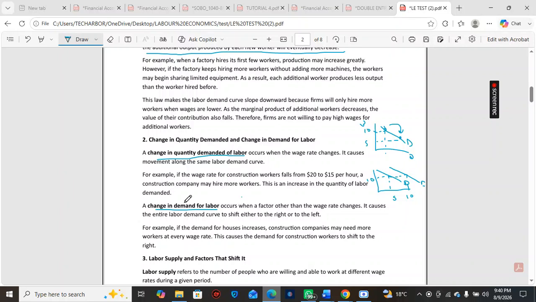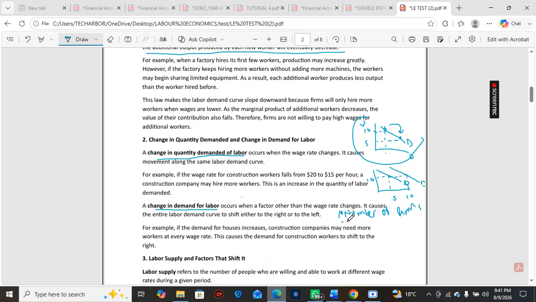Okay. So change in labor demand, shift. Change in quantity demanded of labor, movement along the curve. So one is affected by wage rate, the other is affected by other factors apart from wage rate. Okay, so these other factors can be number of firms in the industry. Okay, the number of firms increases, more firms, more labor that's demanded.